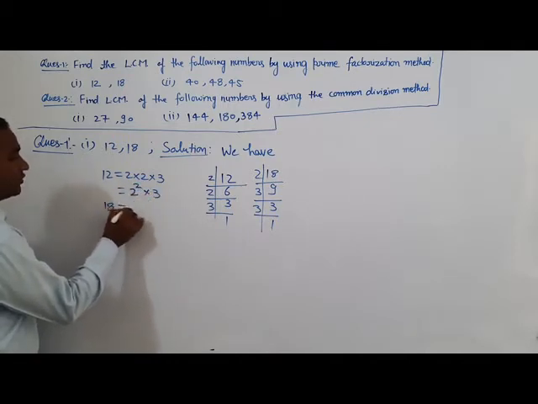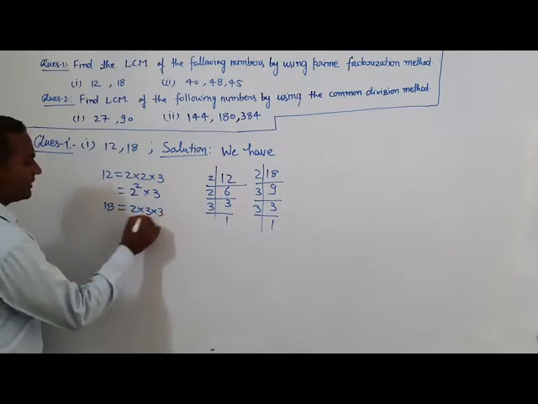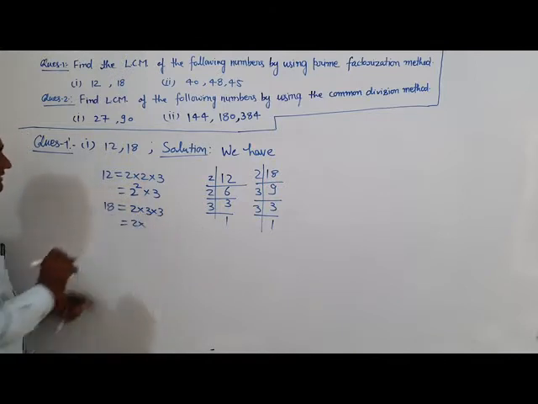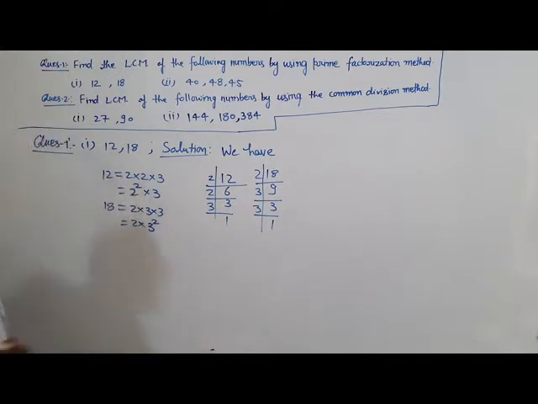And the factors of 18: 2 9s are 18, 3 3s are 9, 3 1s are 3. 18 is equal to 2 into 3 into 3. Here 3 is 2 times, so 3 raised to power 2. For finding the LCM of 12 and 18, first we have to express the factors in exponential form. Here 2 raised to power 2 into 3 raised to power 1, and 2 raised to power 1 into 3 raised to power 2.